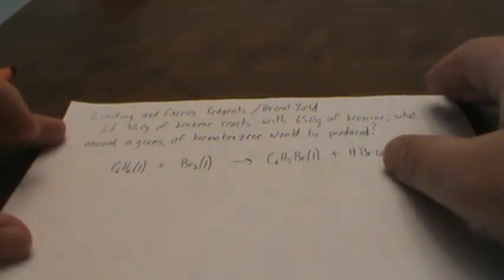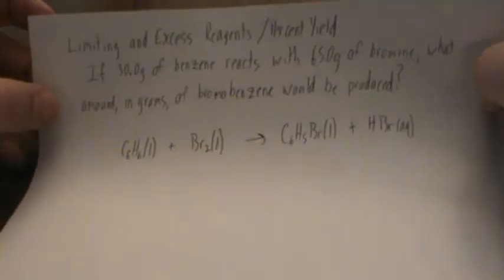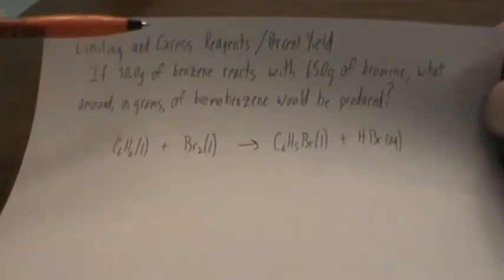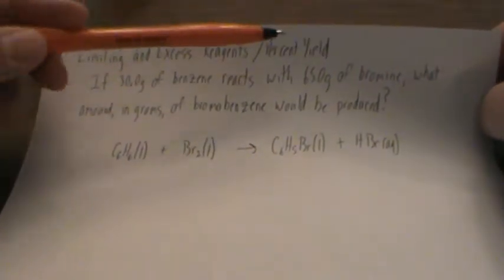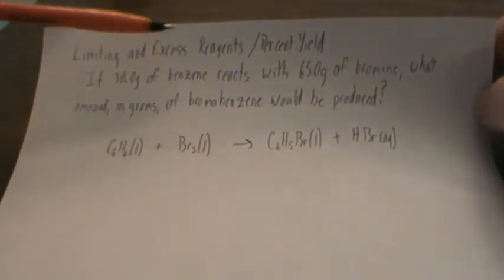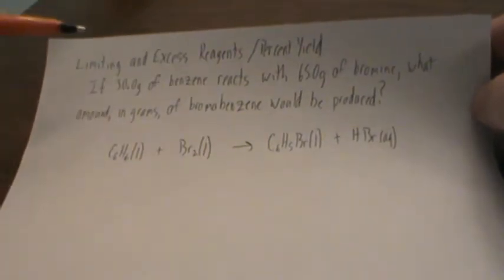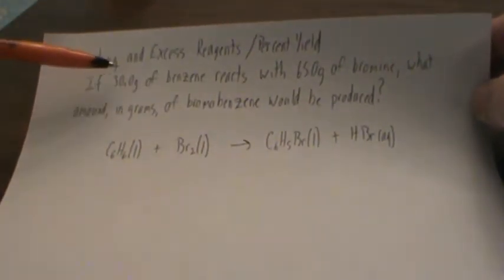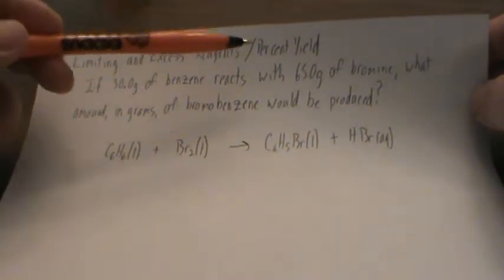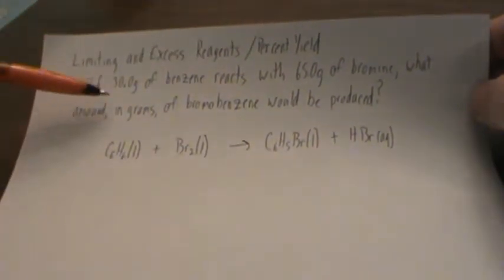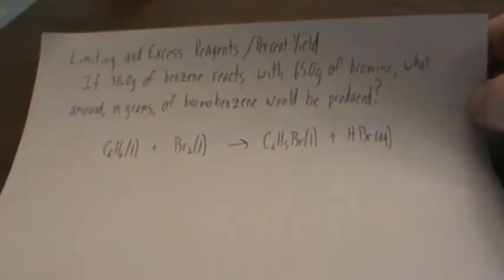Next part with stoichiometry, we're going to be looking at problems that are called limiting excess reagent problems and also percent yield problems. So we're going to look at limiting excess reagent problems first, and I have two examples for those for you. The first one says, if 30 grams of benzene reacts with 65 grams of bromine, what amount in grams of bromobenzene would be produced?